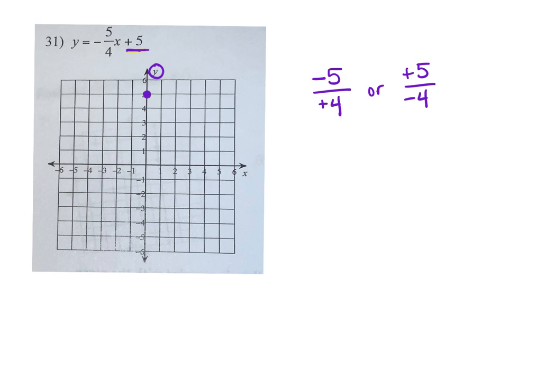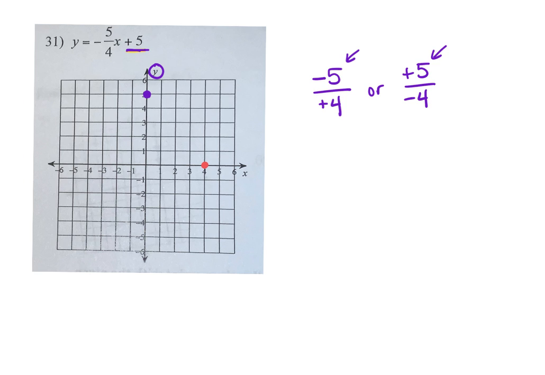Now in this particular case, I would choose this one because this guy is going to take me off the graph. If I went up 5, I'm off my graph. So anytime I have one that's going to take me off the graph, I'm going to use the other guy to keep me on the graph, all right? So I'm going to walk down 5, 1, 2, 3, 4, 5, and then I am going to go right 4, only one negative movement, 1, 2, 3, 4. So my next point is going to be right here.